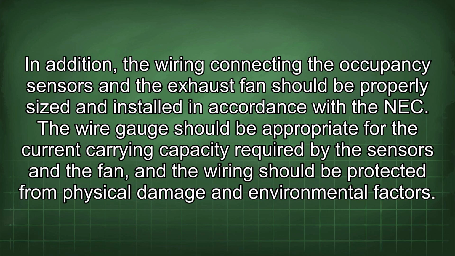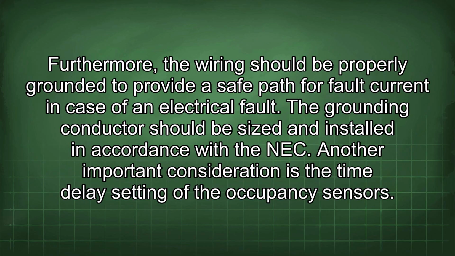It is essential to ensure that the power supply for each component is properly sized and protected to prevent electrical hazards. In addition, the wiring connecting the occupancy sensors and the exhaust fan should be properly sized and installed in accordance with the NEC. The wire gauge should be appropriate for the current carrying capacity required by the sensors and the fan, and the wiring should be protected from physical damage and environmental factors. Furthermore, the wiring should be properly grounded to provide a safe path for fault current in case of an electrical fault. The grounding conductor should be sized and installed in accordance with the NEC.